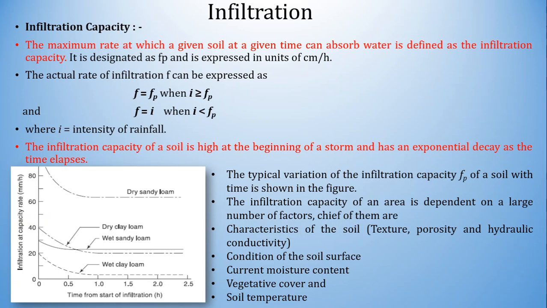Then vegetation cover: if it is covered by vegetation, then infiltration capacity will be more, but the time required will also be more. Soil temperature: if the soil has a high temperature, it will certainly absorb more water, since it is completely dry, having no moisture content in it. Whereas if the temperature is low and the soil is humid, then it will absorb less quantity of water.